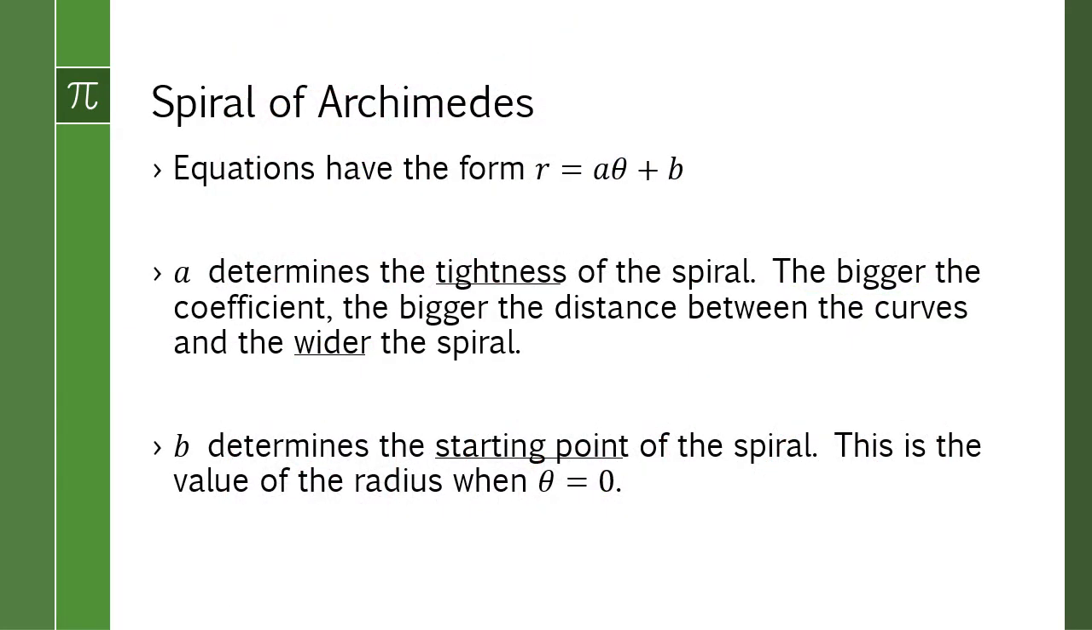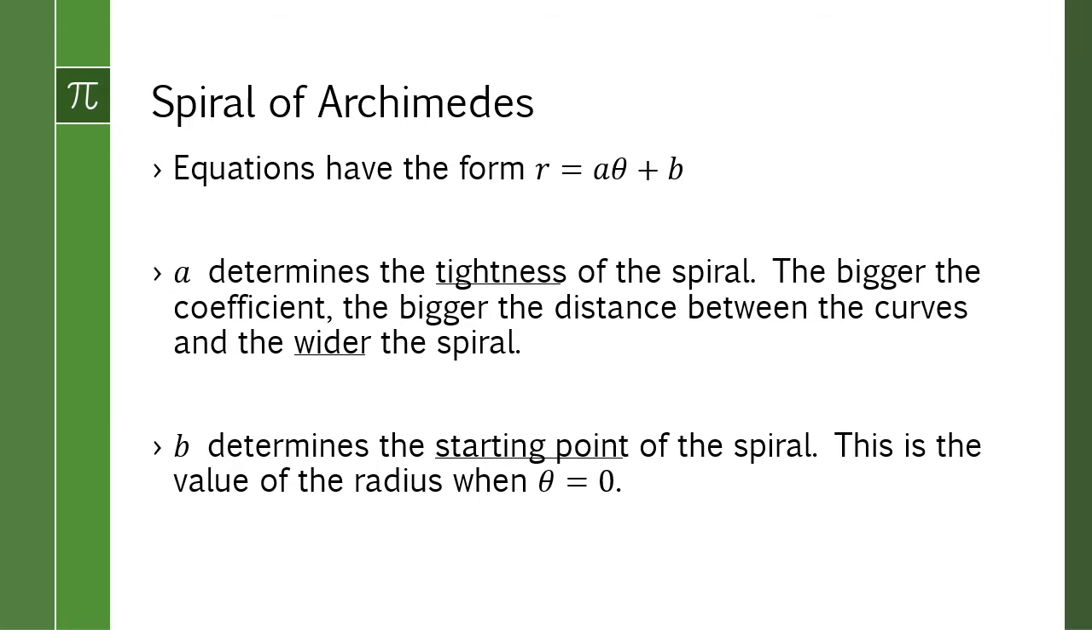So to summarize all of this, equations have the form r equals a theta plus b. So a is the leading coefficient, and that determines the tightness of the spiral. The bigger the coefficient, the bigger the distance between the curves, and the wider the spiral is. So if you have a small coefficient, something like 1/2 theta, then it's going to be a very tight spiral with a small distance between the curves.